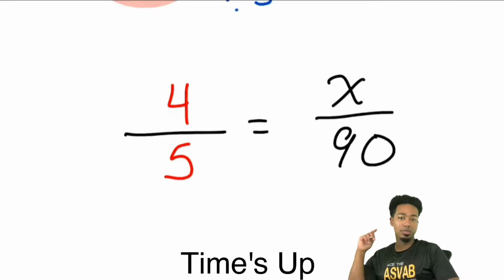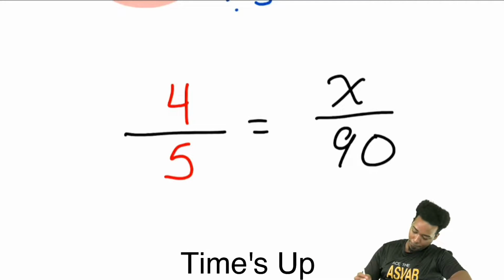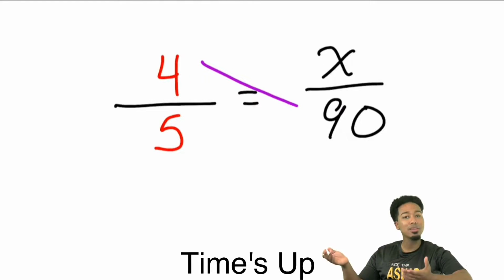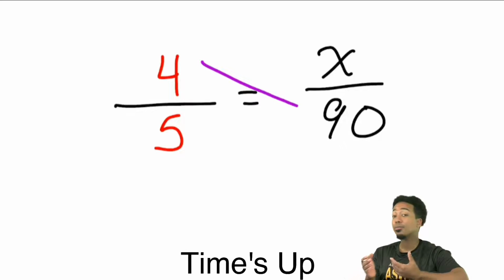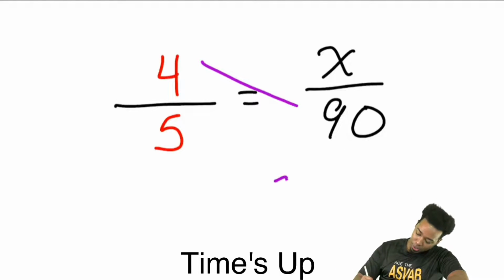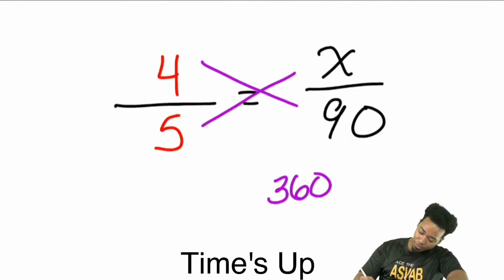Everybody, what is 4 times 90? Yeah, that's going to be 360, because look, 4 times 9 is 36. For 4 times 90, just put a 0 at the end. That's all that means. So 4 times 9 is 36, 4 times 90 is 360. So we have that right there. And 5 times x is 5x.